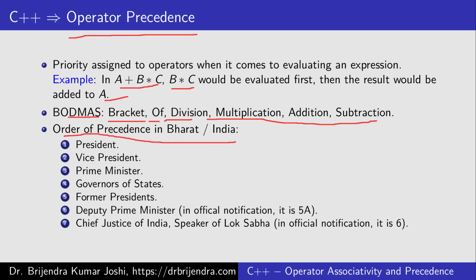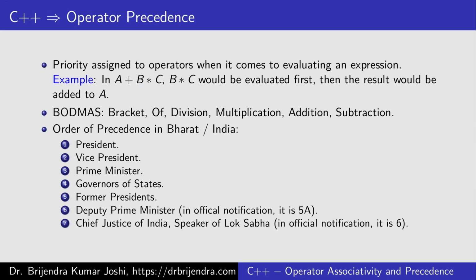In any government event or function, the following is the order of precedence. First priority is given to the President of India, followed by the Vice President, followed by the Prime Minister, followed by governors of states, then former presidents, then the Deputy Prime Minister. In the official notification, it is 5A, though this is not a constitutional post. It means whenever elections are held, it is not essential to have a Deputy Prime Minister.